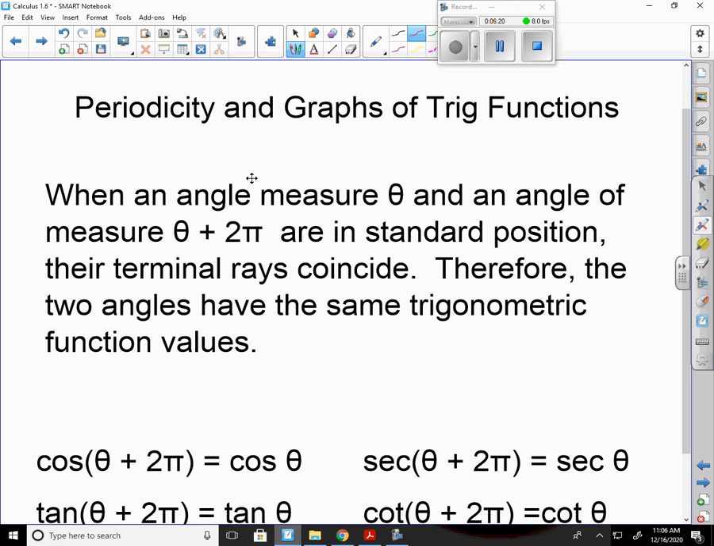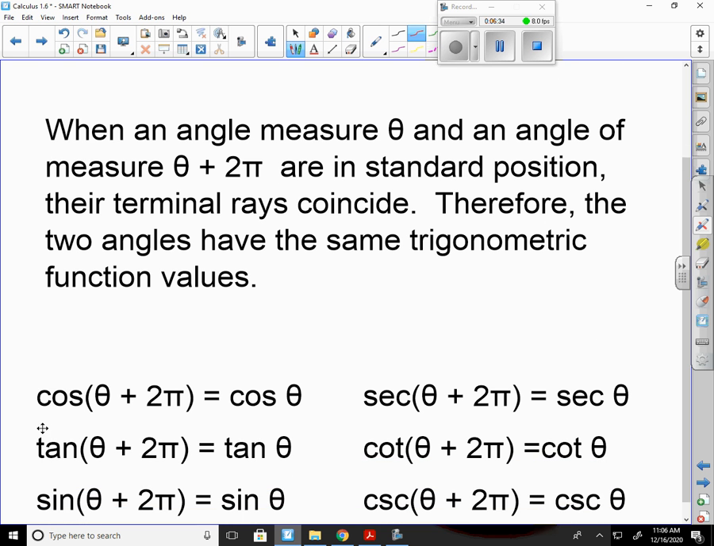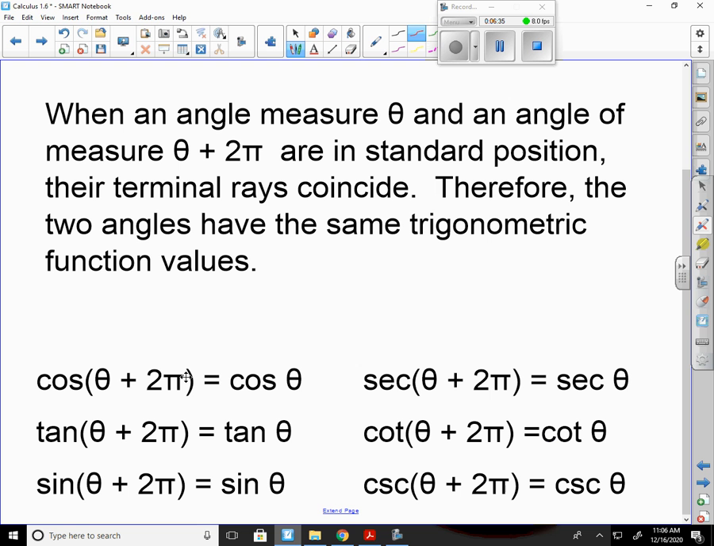When an angle measure theta and an angle measure of theta plus 2 pi are in standard position, then their terminal rays coincide. Therefore, the angles have the same trig function values. So we've kind of done this as well. Here we have the cosine of theta plus 2 pi is the cosine of theta. I start over again. Same thing with the secant, tangent, cotangent, sine, and cosecant.